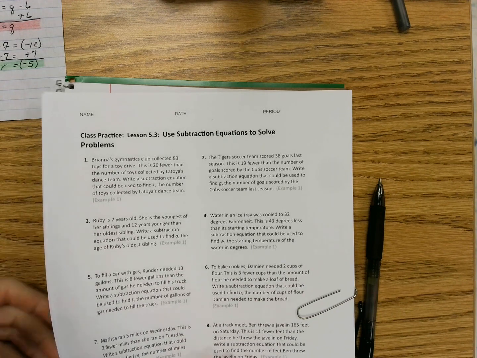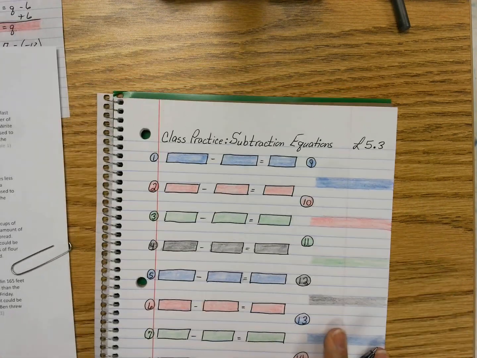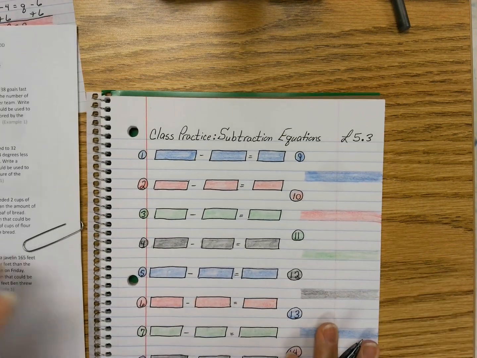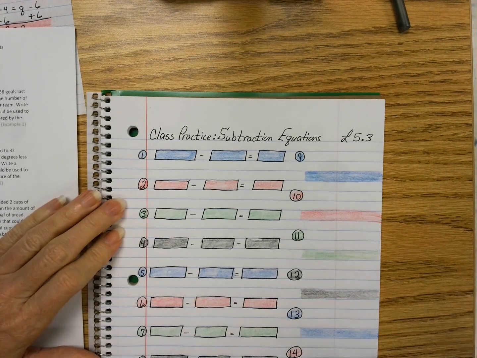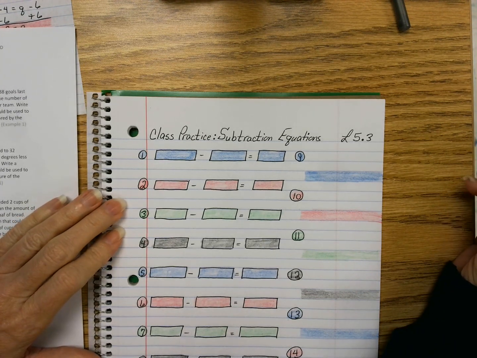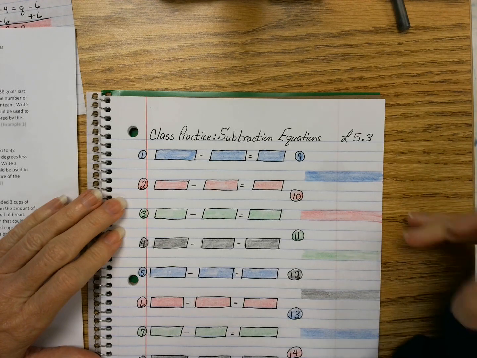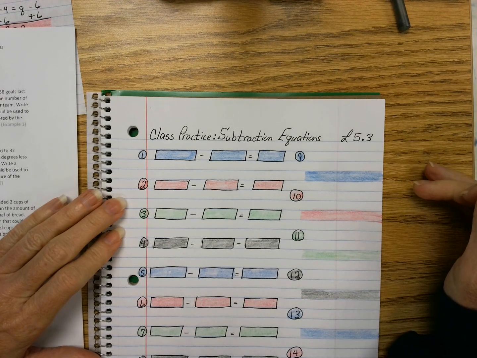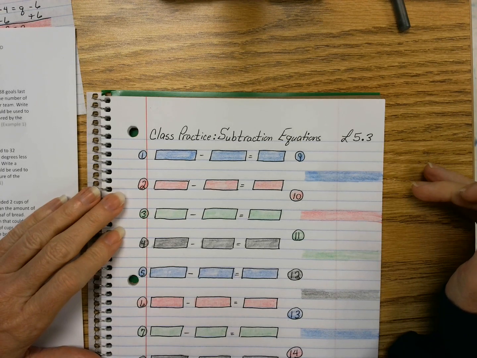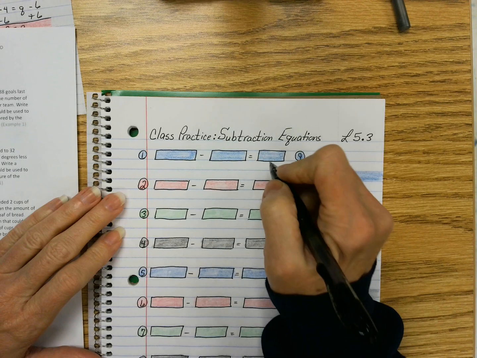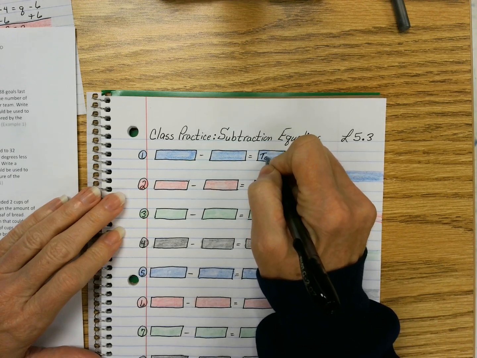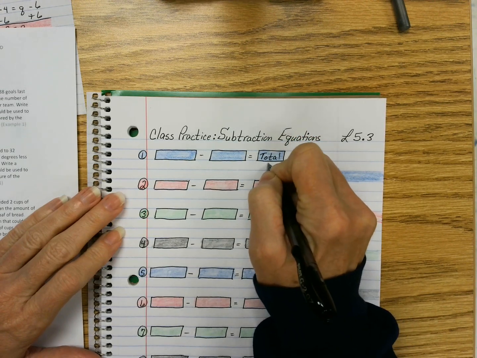Okay, so I prepared my paper already, just like we did whenever we had the addition equations. I'm sorry, the subtraction equations where we used addition for solving. So the total toys that they collected for the toy drive will be right here, and that was 83.